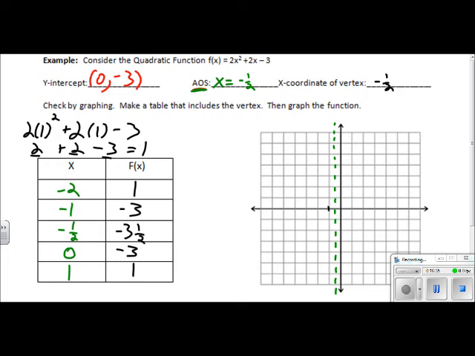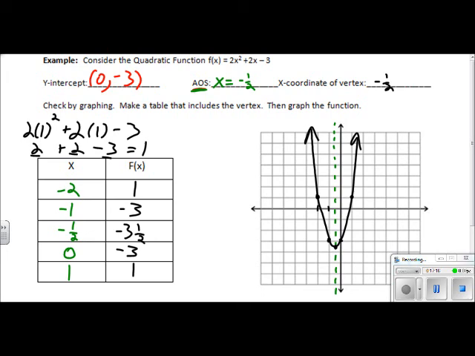So if x is negative 2, our value is 1. When x is negative 1, we're at negative 3. I can get rid of these ones. When x is negative 1/2, so right on that axis of symmetry, we're at negative 3 and another little half there. When x is 0, we have negative 3 as our y. And when x is 1, our y is 1. So in this case, our parabola looks to be something like this.